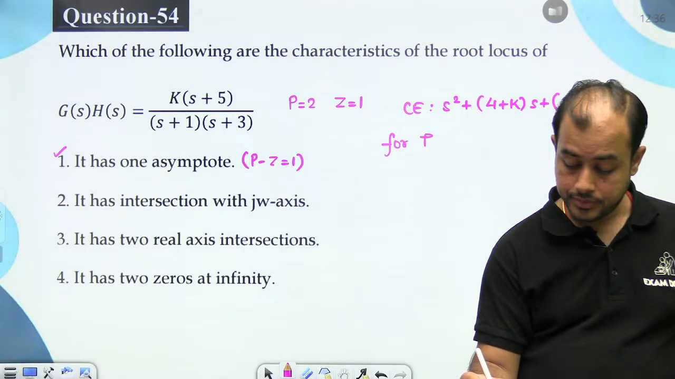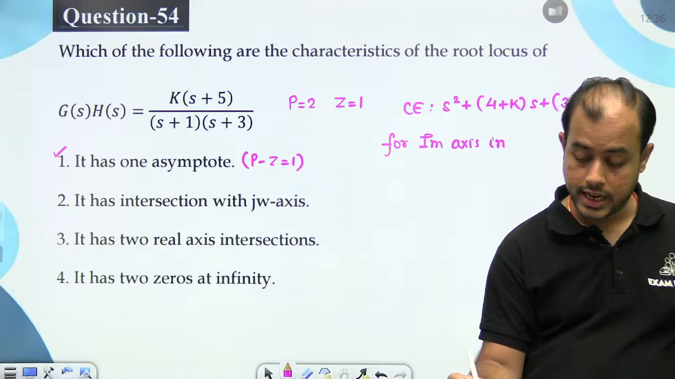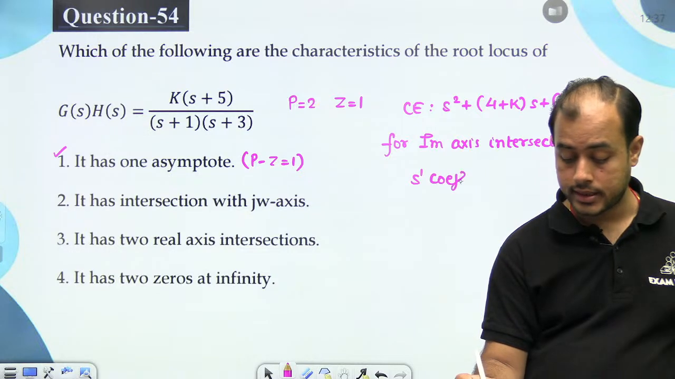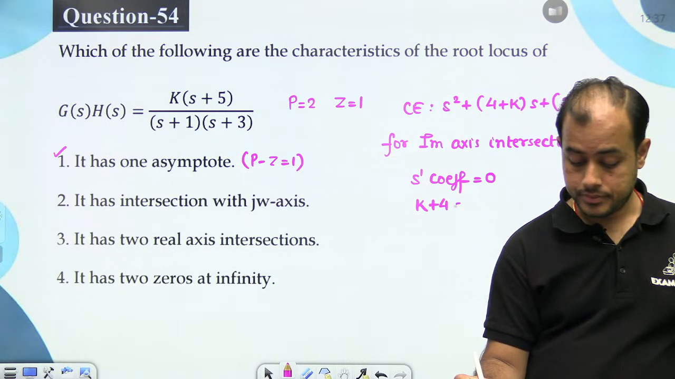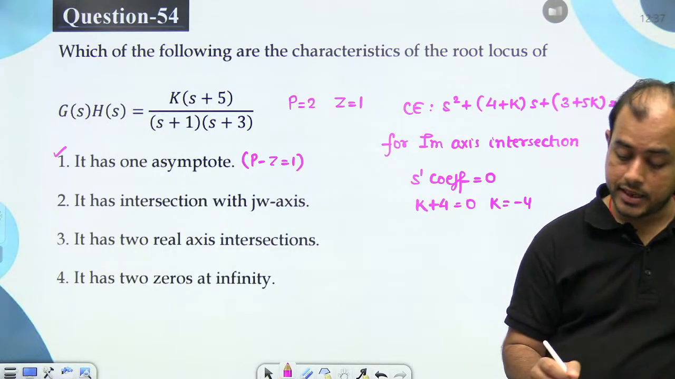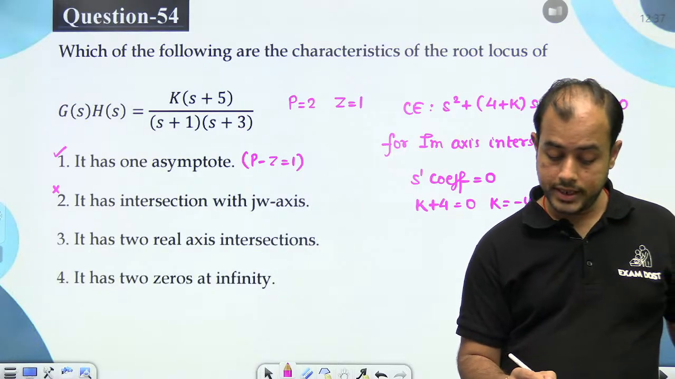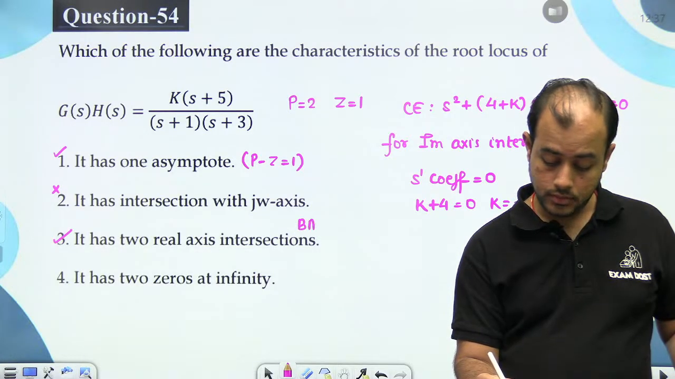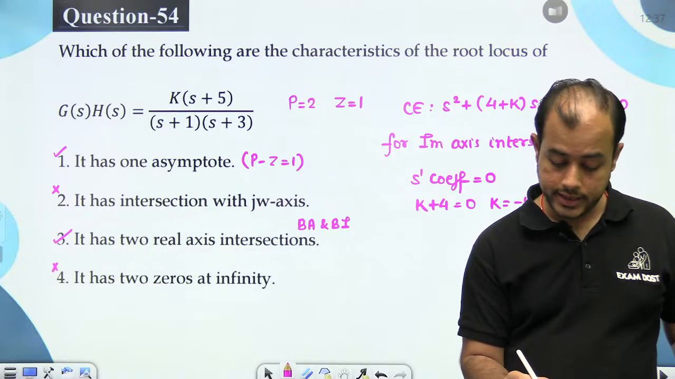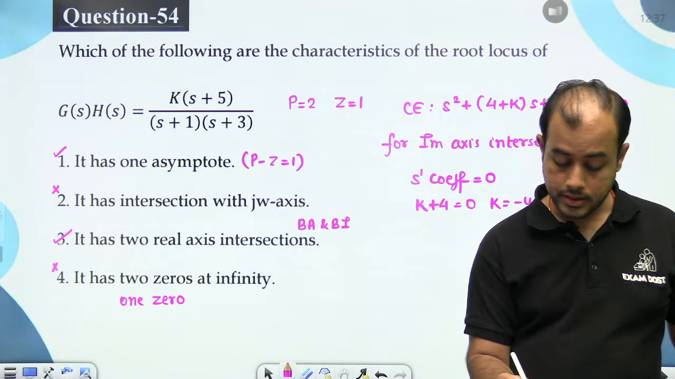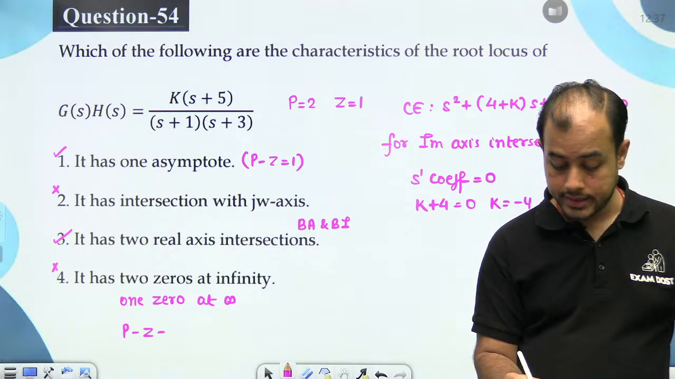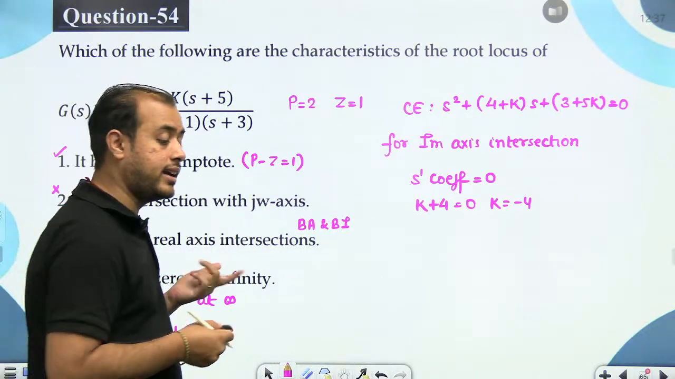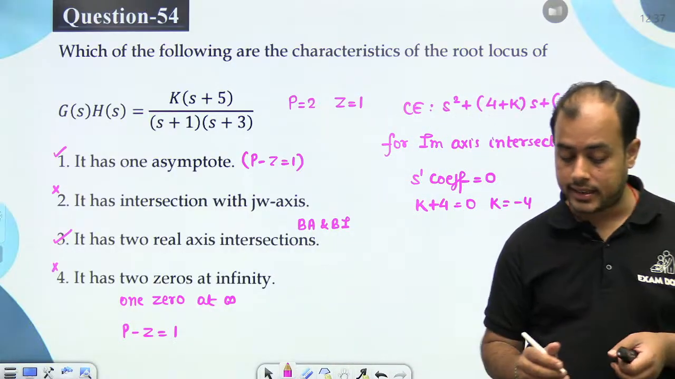imaginary axis intersection, वी हैव टू गो बाय राउथ, है ना। इमेजिनरी एक्सिस इंटरसेक्शन के लिए राउथ से जाते हैं। s टू द पावर 1 कोएफिशिएंट इज 0, तो नेगेटिव k तो लेंगे नहीं, तो नो। टू रियल एक्सिस इंटरसेक्शन, ब्रेक अवे एंड ब्रेक इन। टू जीरोस एट इंफिनिटी नहीं, 1 0 एट इंफिनिटी। वाई? बिकॉज p माइनस z इज 1। तो पोल्स आर वन मोर देन द जीरो। तो टू बैलेंस द पोल 1 0 will lie at infinity.